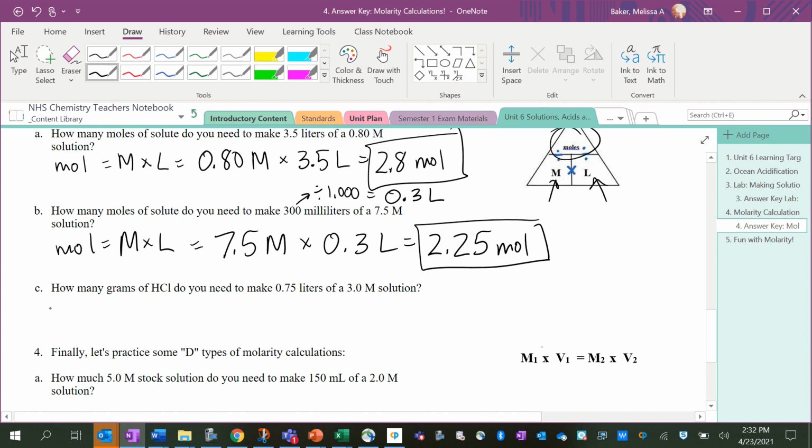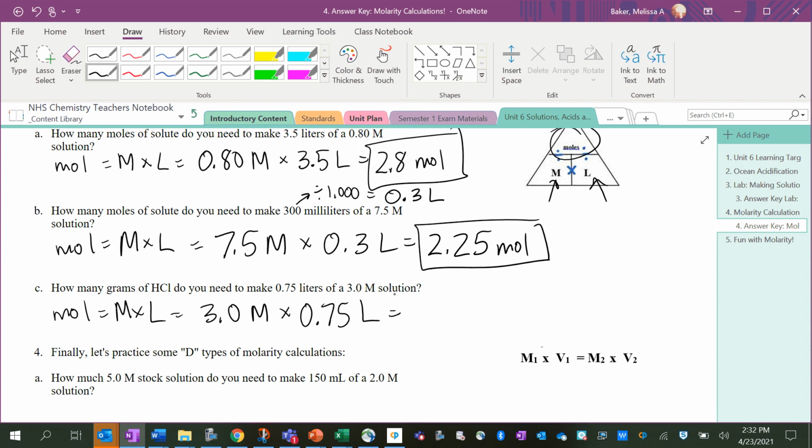Next, we want to get moles first, and then we'll solve for grams. So we want to make a 3.0 molar solution, and we want to make 0.75 liters of it. So how many moles are we going to need? We're going to need 2.25 moles of HCl. So how many grams is that?